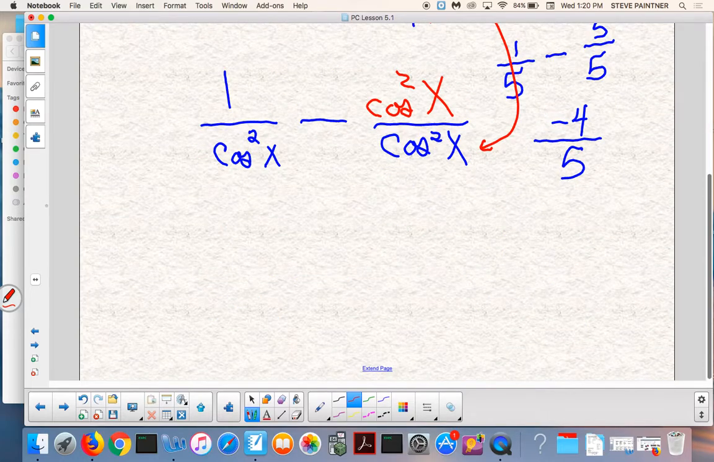Yes? Okay. How do we add fractions? What do we do to the denominators? Nothing. We don't touch the denominators. We never have since 2nd grade. Numerators, you just add them up, right? 1, take away what? Cosine squared.